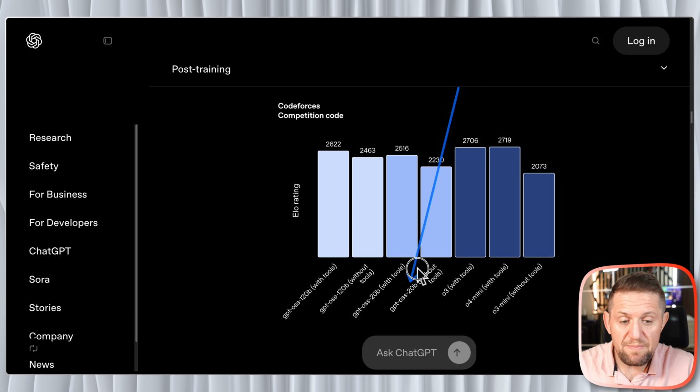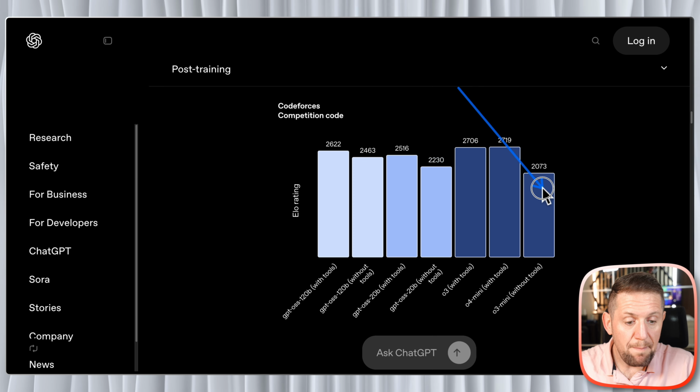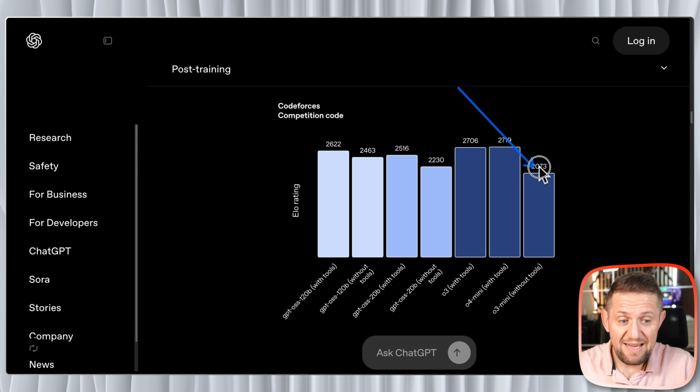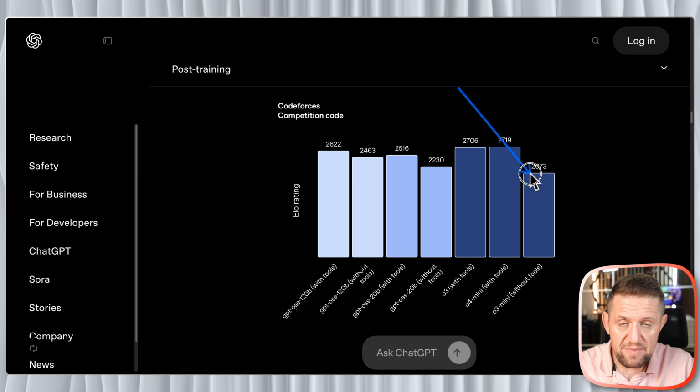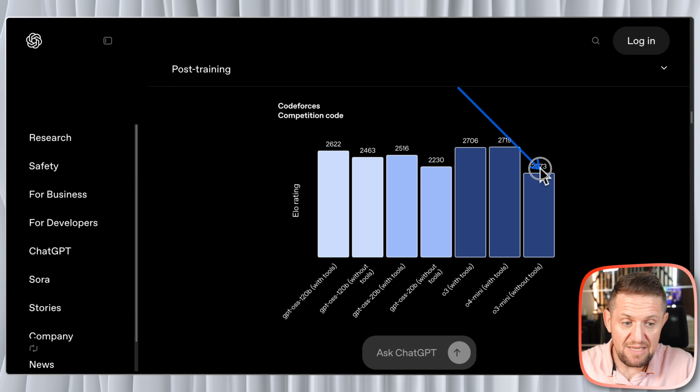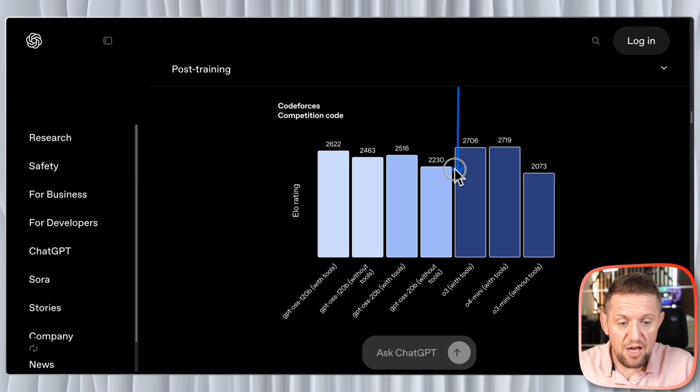And even the 20B model without tools beats the O3 Mini without tools as well. So one of those models is beating a really good model. O3 Mini is a really good model. If you look at the size of it and the speed of it, it's a really good model. So these models are super impressive.